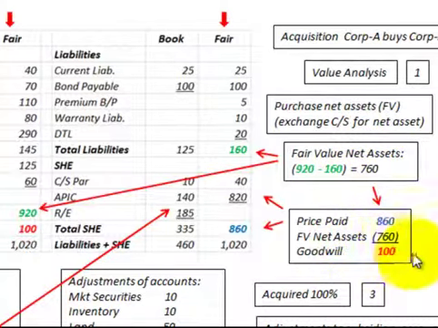And then to determine if there's any goodwill in this acquisition, we take the price paid. In this case, it was $860,000 worth of common stock issued by Corporation A to Corporation B, and then we compare it with the fair value of the net assets that we acquired of Corporation B, in this case $760,000 worth. You can see that the difference is $100,000 worth of goodwill, because the price paid was greater than the fair value of the net assets received.